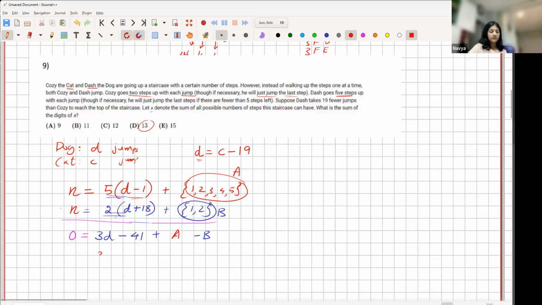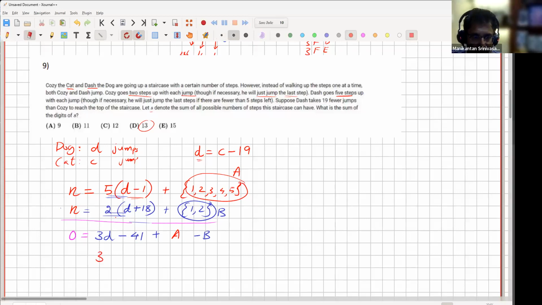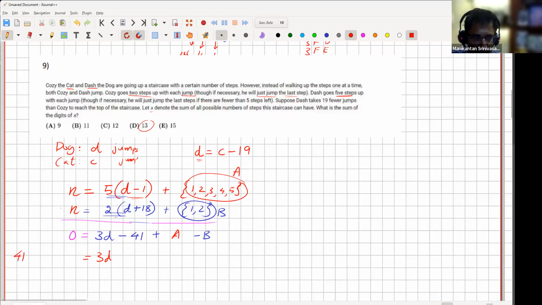So I'll just say 3D here. So 3D. Okay, let's get the minus 41 to this side. So 41 minus A. I'll just continue with a neutral color so that you are not biased with a particular color. Otherwise, it's difficult for me to change color every time. So it's 41 minus A plus B is 3D.